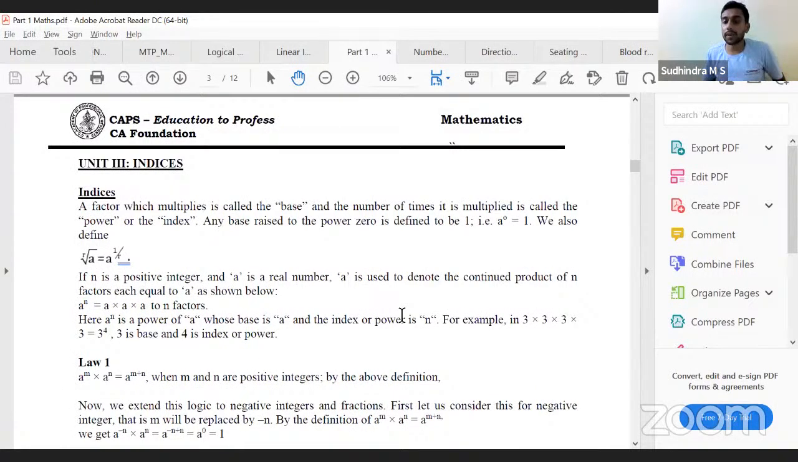So here it is mainly talking about a to the power of 5, b to the power of 6, right? A factor which multiplies is called the base, and the number of times it gets multiplied is called the power. So instead of calculating 2 into 2 into 2 into 2 into 2, 5 times, I'll write 2 to the power of 5. Here 2 is the base, 5 is the power, or index.